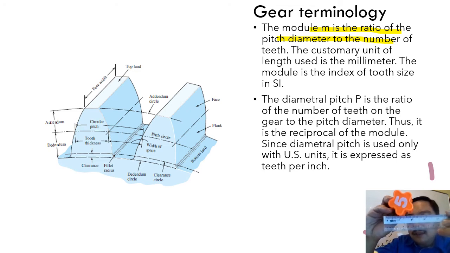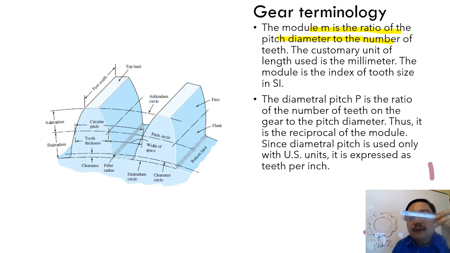It is one tooth. If you take any gear, you put it into 1 inch, you count how many teeth. You may get 3, 4 teeth. If the gear is so small, you can get many teeth. It is called teeth per inch.